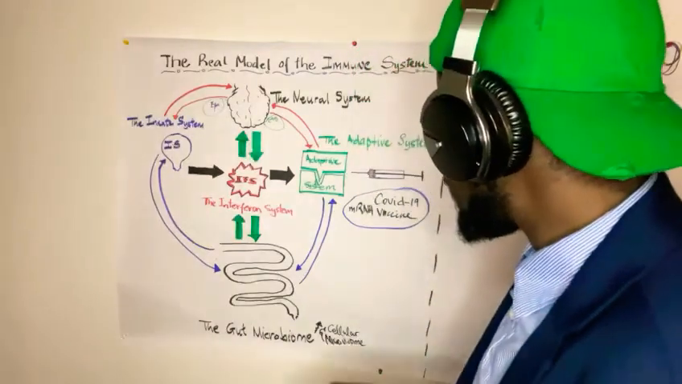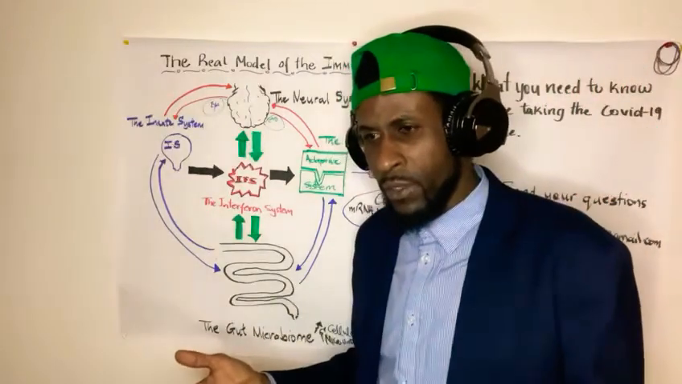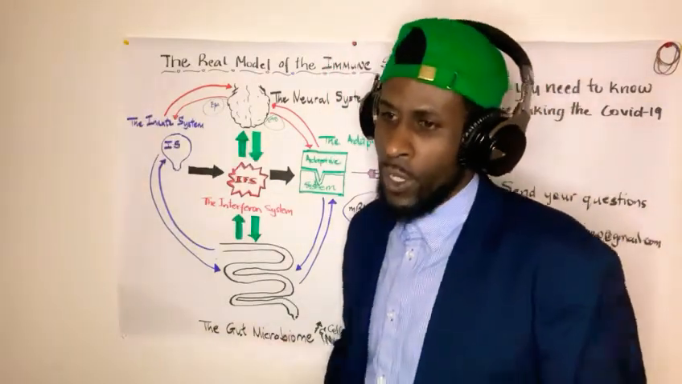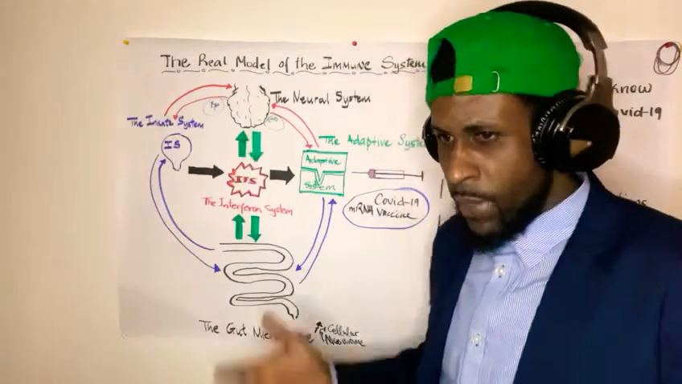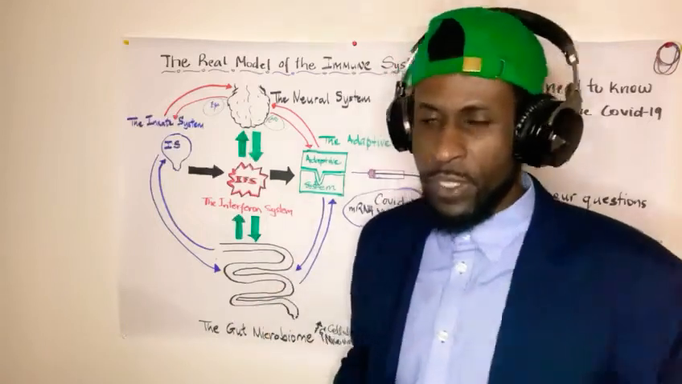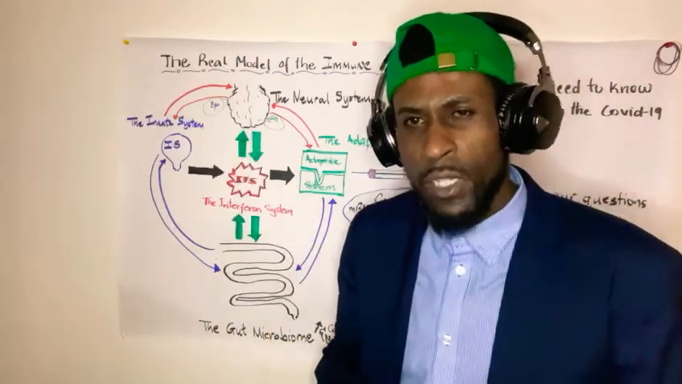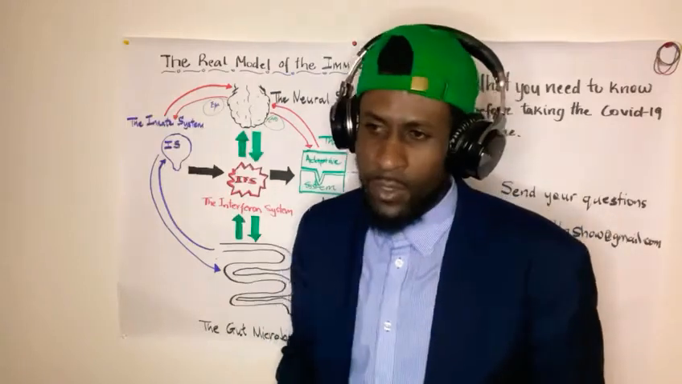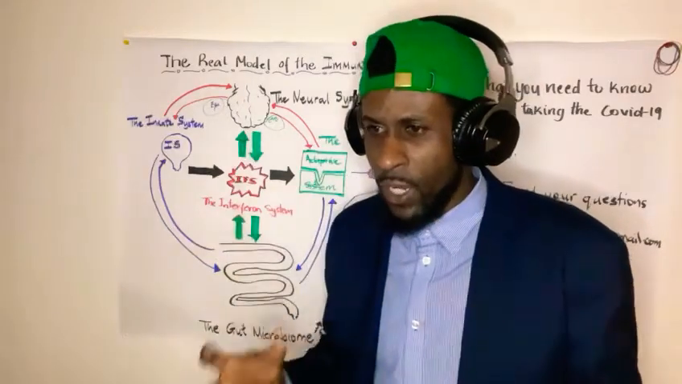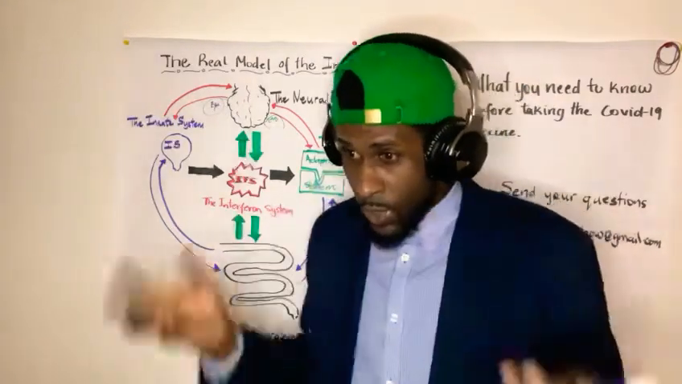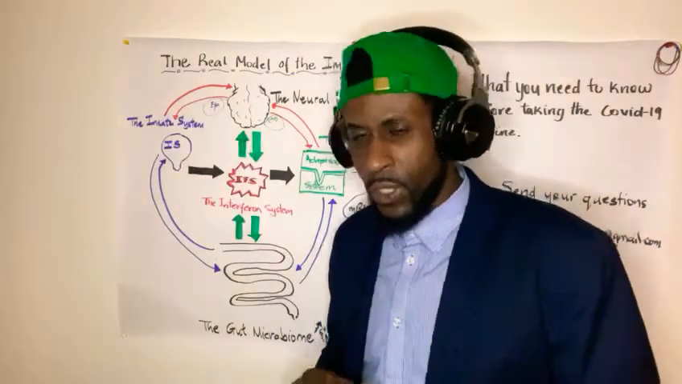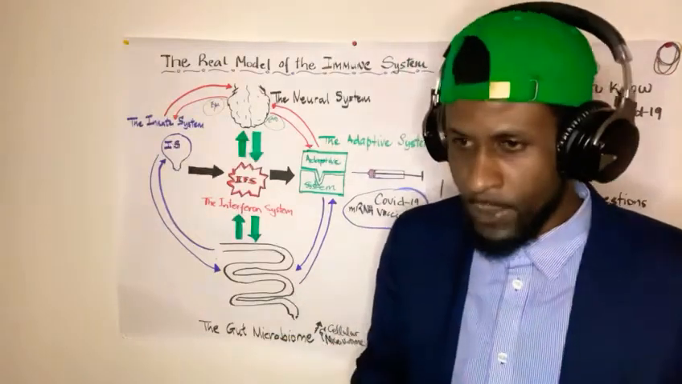But as more information surfaces and the research continues, we learn more about the immune system. And what I am presenting here is what I call the real model of the immune system, or a better model of the immune system. And when I say model, I'm really talking about the major pieces, variables that are involved in a particular system, or control a particular function. So in this sense, we're talking about the human immune system.